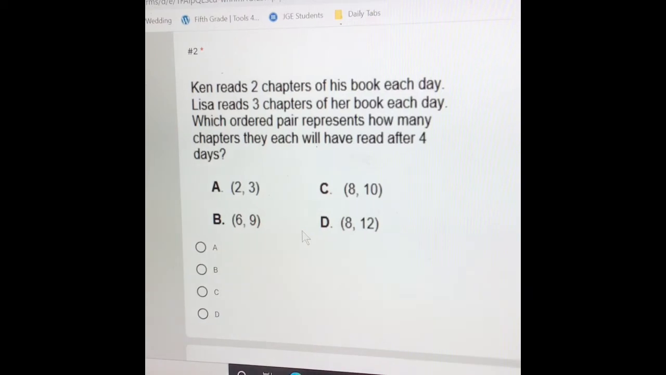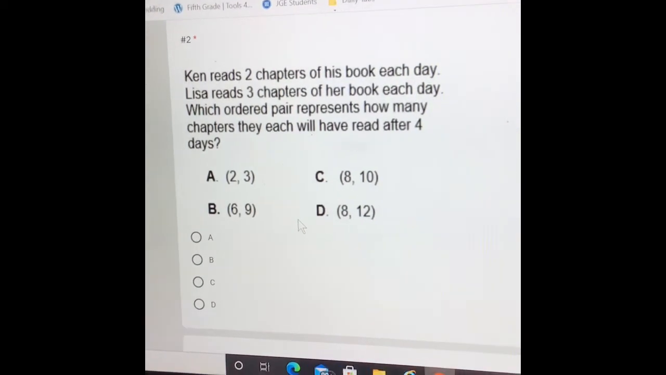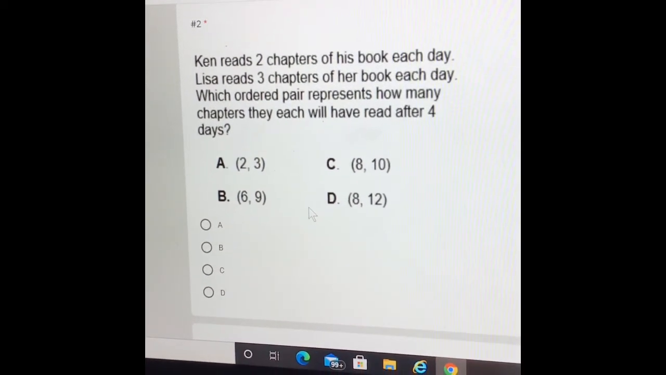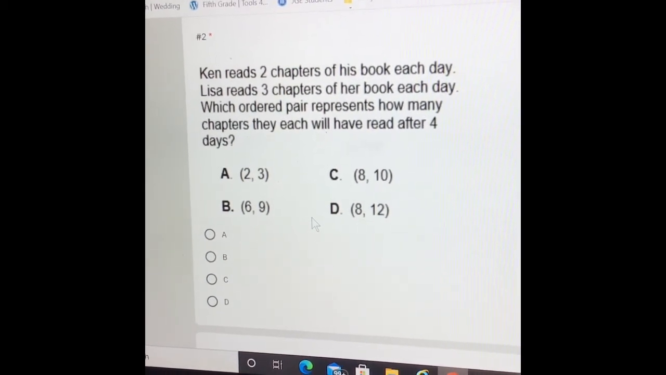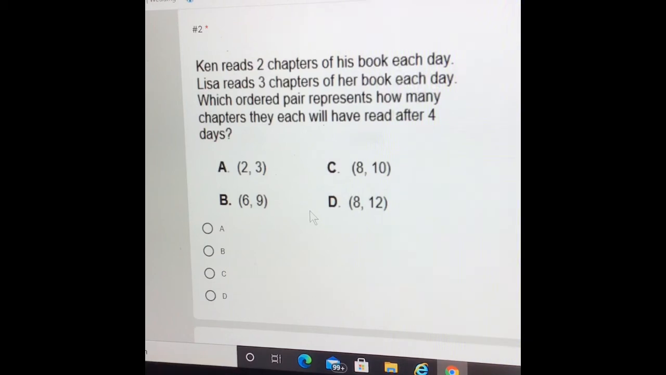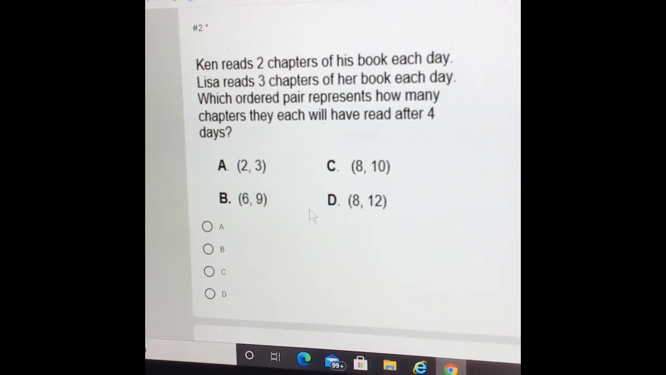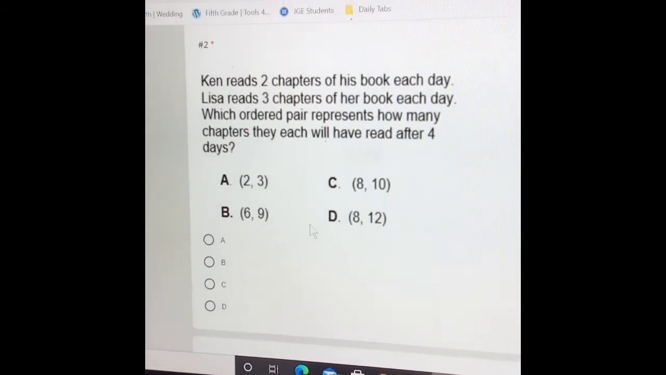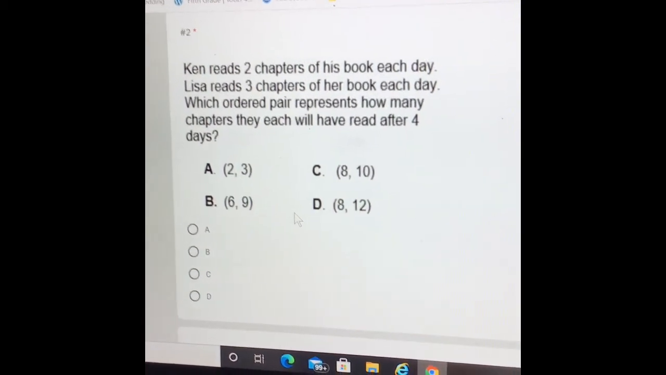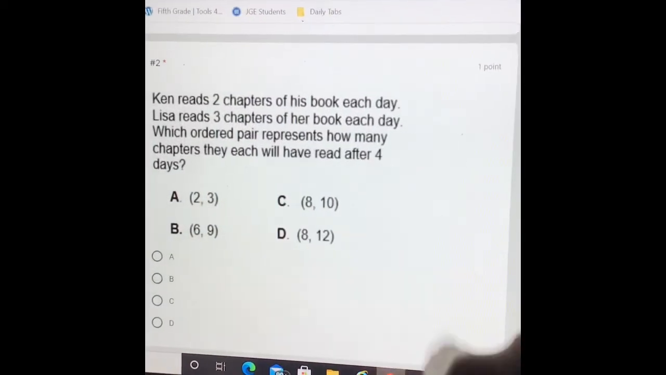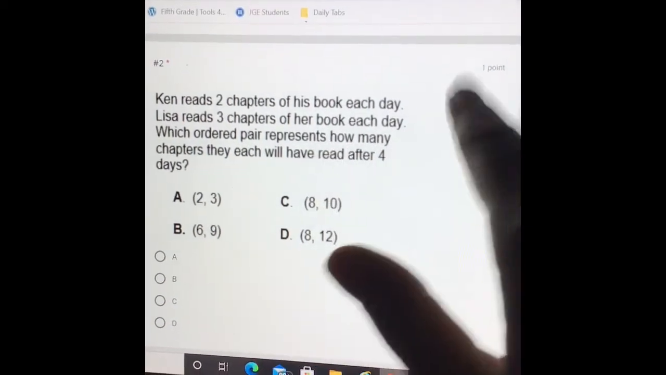Ken reads 2 chapters of his book each day. Lisa reads 3 chapters of her book each day. Which ordered pair represents how many chapters they each will have read in 4 days? Well, if I look at this question, it has ordered pairs. So you know if I see an ordered pair over on the side, I'm drawing that T-chart. And I have X and I have Y.